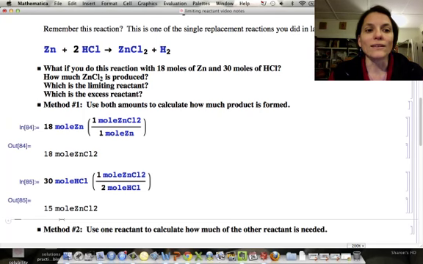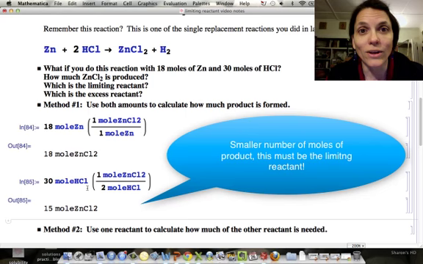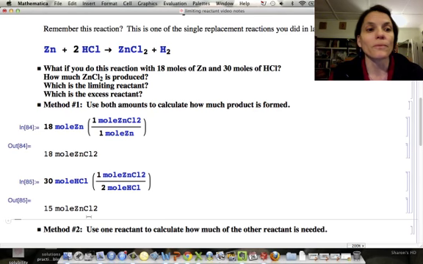We know that the maximum of zinc chloride we can get from this reaction is 15 because it's the least of the 2 results. We also know that since starting with 30 moles of HCl produces the lower number of product, then that has to be the limiting reactant because that's the one that's running out first and stopping the reaction when only 15 moles of ZnCl2 are produced.